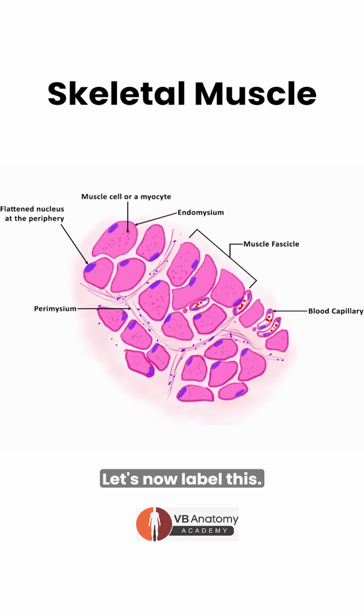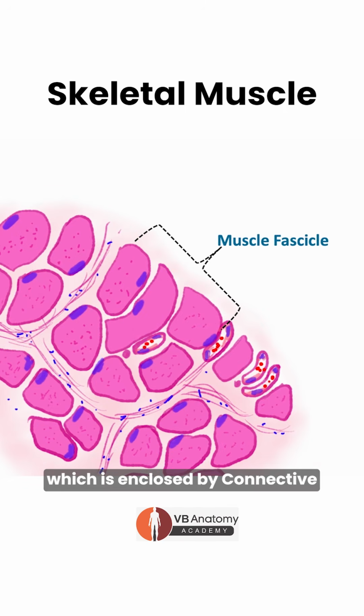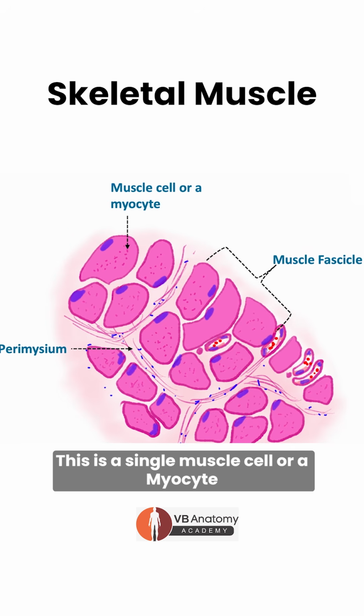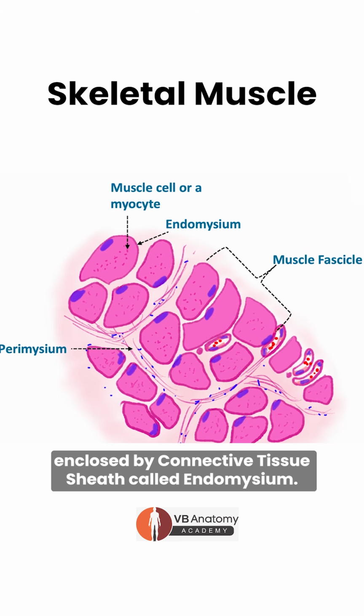Let's now label this. This is a muscle fascicle, which is enclosed by a connective tissue sheath called perimysium. This is a single muscle cell or a myocyte, enclosed by a connective tissue sheath called endomysium.